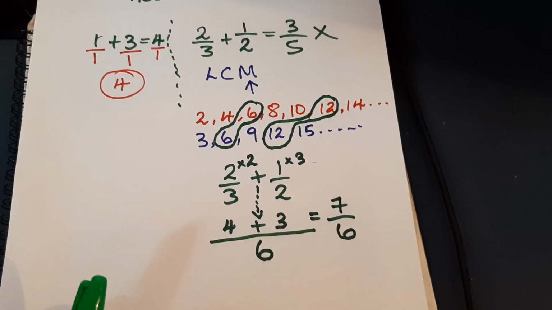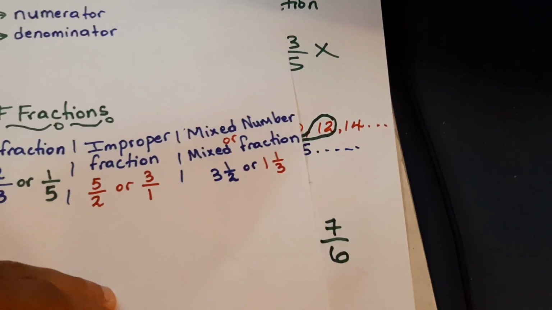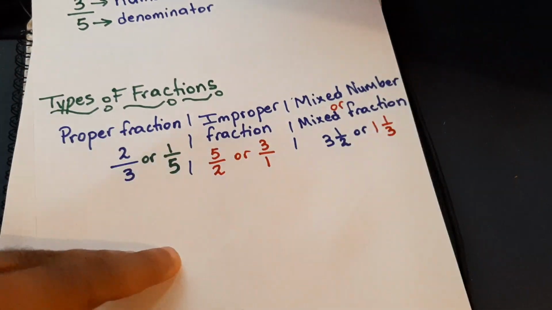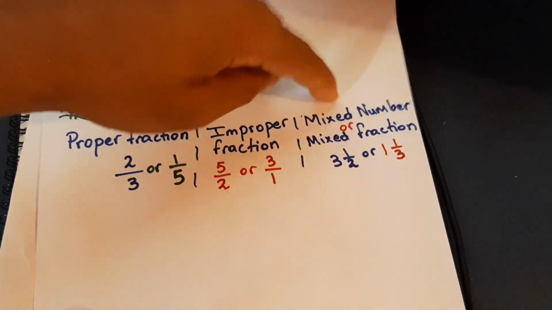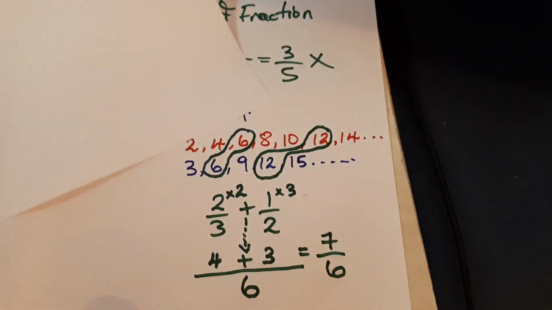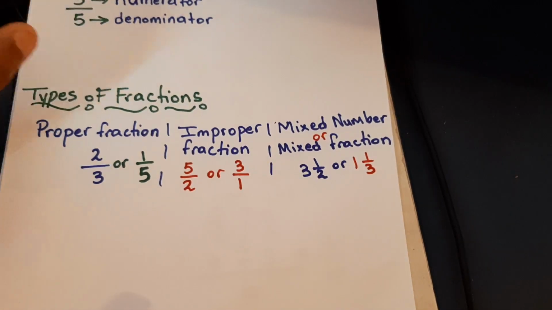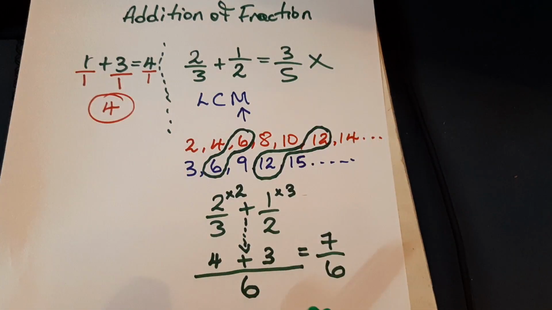Now let's look back at something. This 7/6, what does it resemble? That we went through before. Remember, 7/6, what does it resemble? It resembles what? A proper fraction, improper fraction, or mixed number. Let's see what it resembles. So remember, the numerator is bigger than the denominator, so that means it represents a what? It represents an improper fraction. Okay, so it resembles an improper fraction.